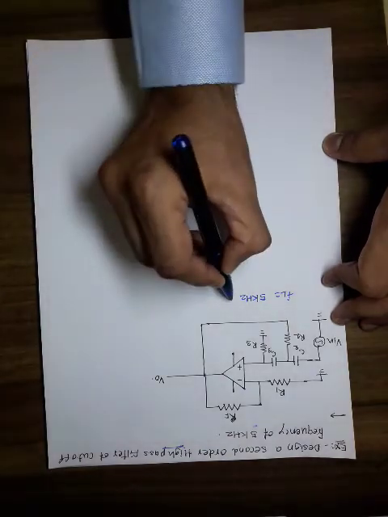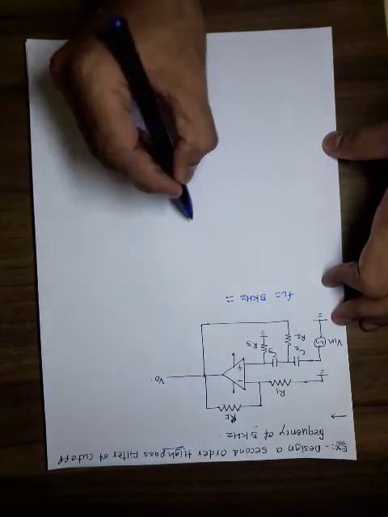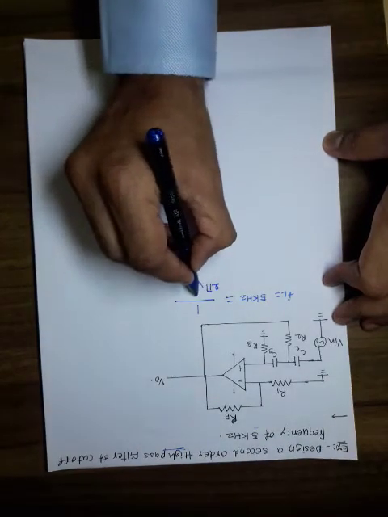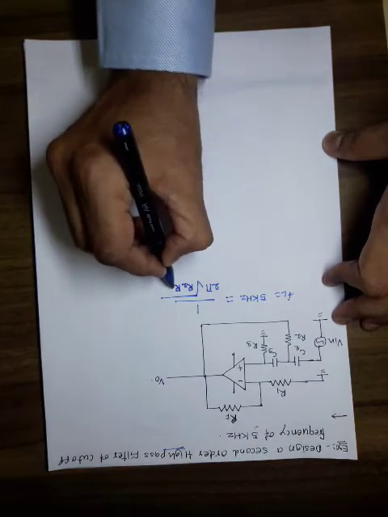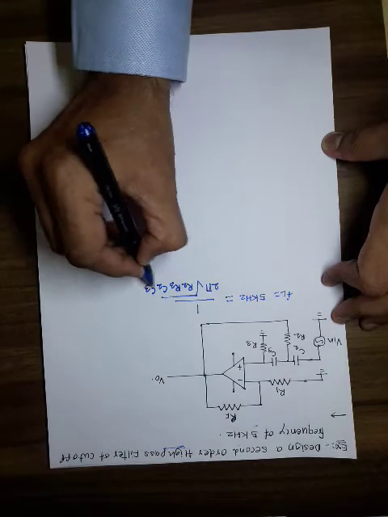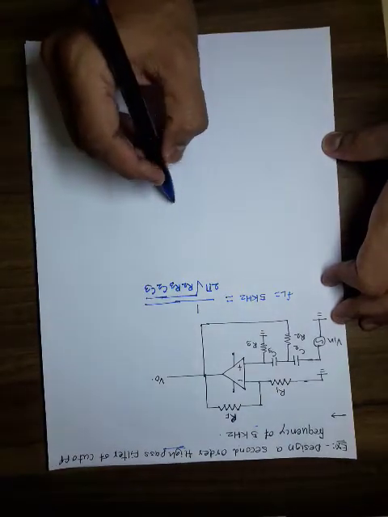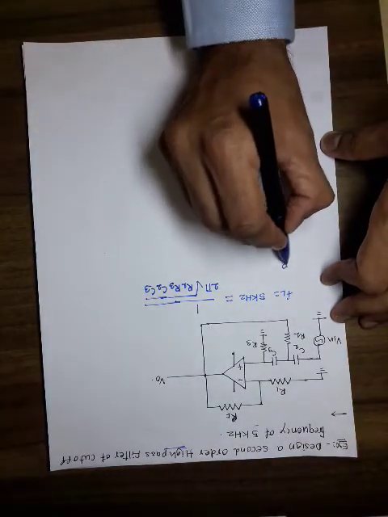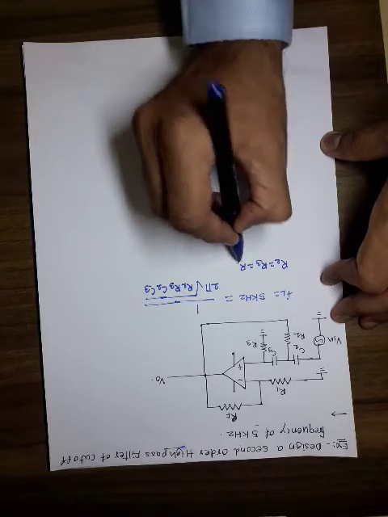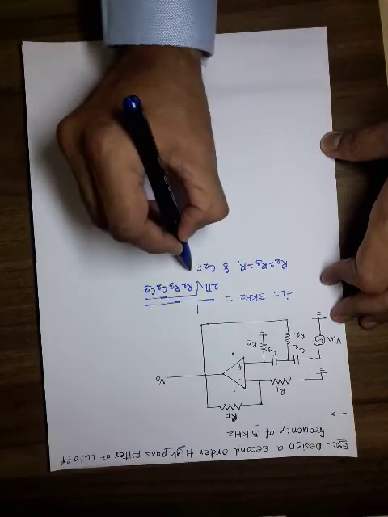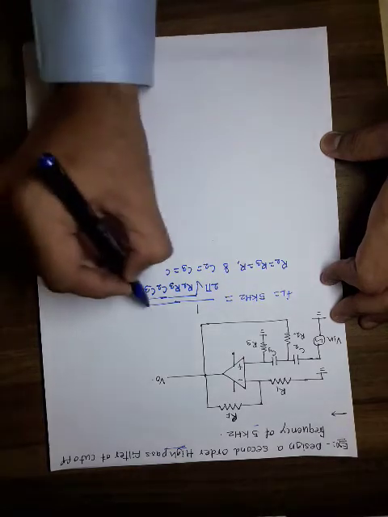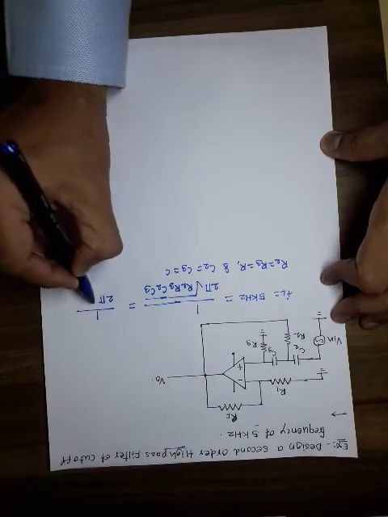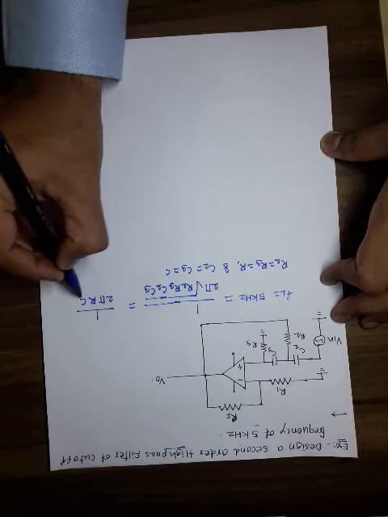For a second order filter, the expression of FL equals 1 upon 2 pi under root of R2, R3, C2, C3. For simplicity, we'll use R2 equals R3 equals R and C2 equals C3 equals C. So this equation reduces to FL equals 1 upon 2 pi RC. R and C are the values of the filtering elements.